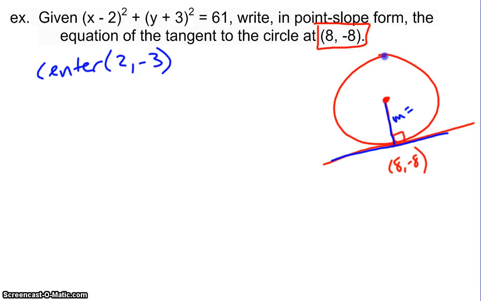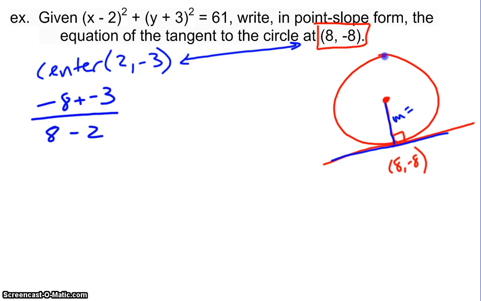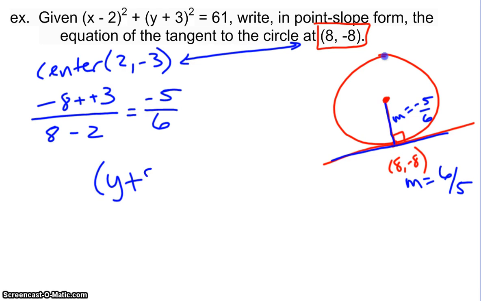So we're going to plug in those 2 points in order to find the slope. And so we find out that this slope is -5/6, which means the slope that we want is the opposite reciprocal of 6/5. And then we can plug that in to find the equation of the tangent.